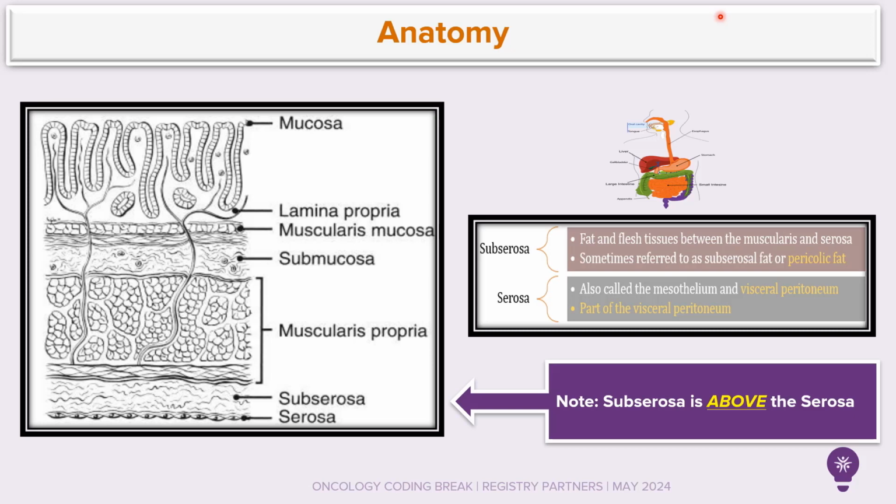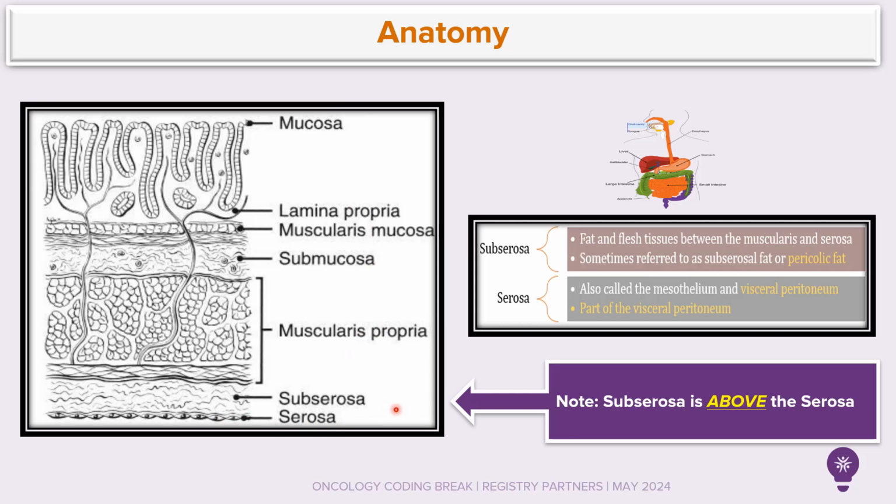And then we're also going to have the serosa. Now the serosa is a membrane. This is the outer membrane. It's made up of connective tissue topped by a layer of simple squamous. It's the outermost layer of the colon. And so those are the 4 layers that you probably learned in anatomy.